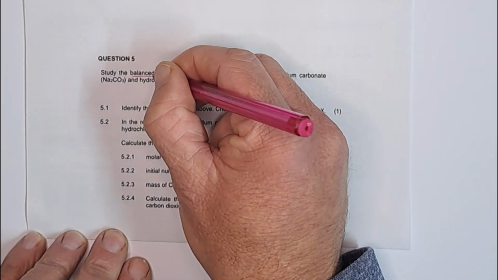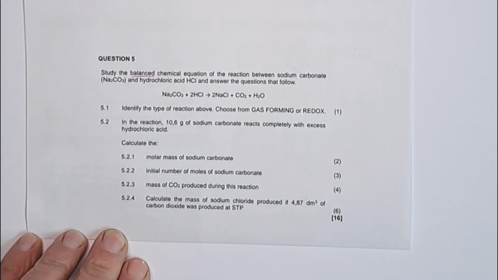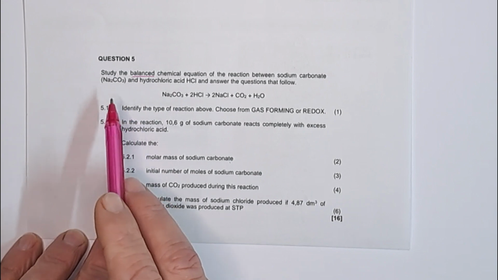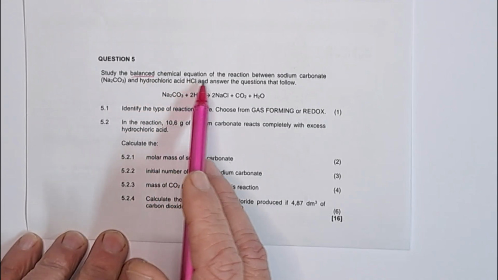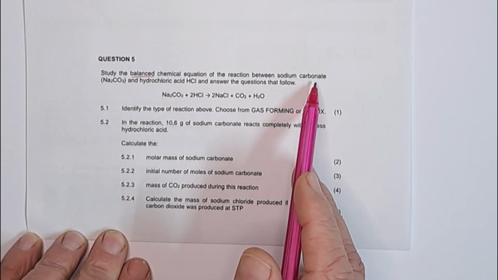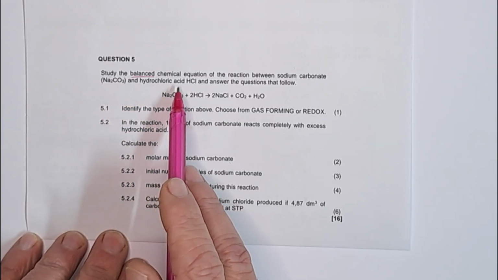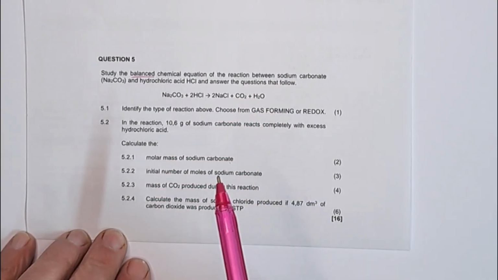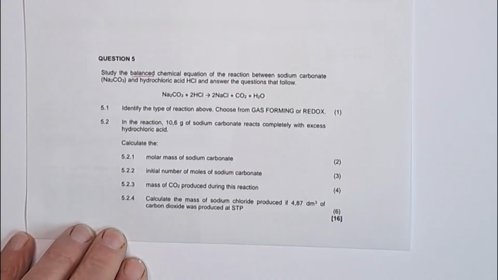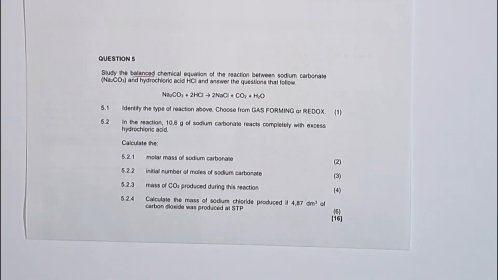Alright Babas, as I said, I'm going to go through question 5 of the Northern Cape paper they recently wrote, and it reads the following. Study the balanced chemical equation of the reaction between sodium carbonate and hydrochloric acid, HCl, and answer the questions that follow. Alright, so step 1, they already told us it has been balanced. Then step 2, let's check what we can get. We need to see what's the given and what has been asked.